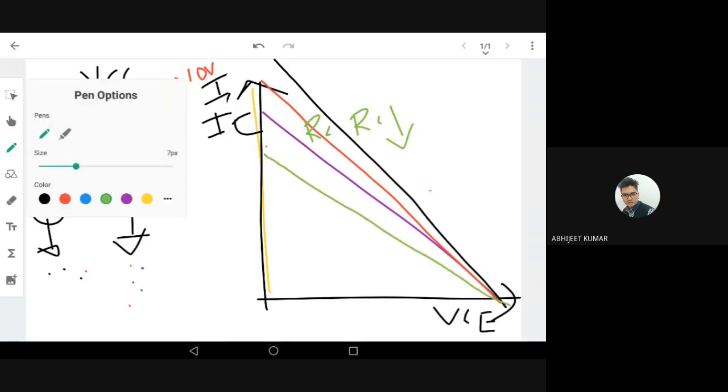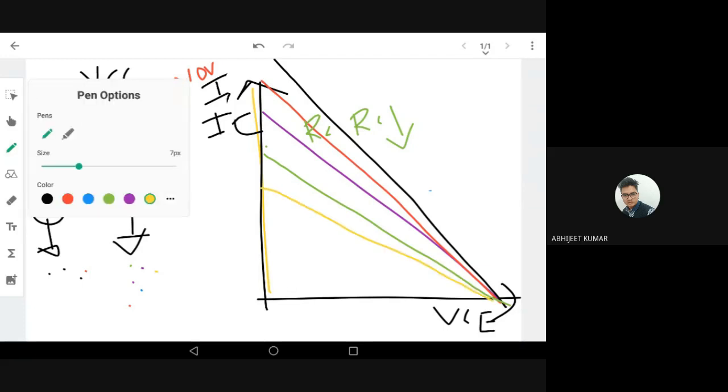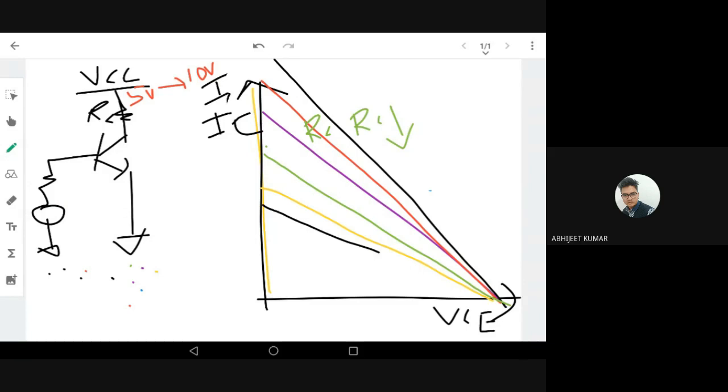Again, if I increase the RC, again the load line is going to shift like this. These are the different points of the load line if I vary the RC. Okay, so this is RC increasing. So the initial RC was something like this, and the load line is shifting like this.